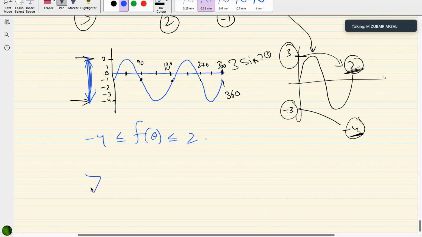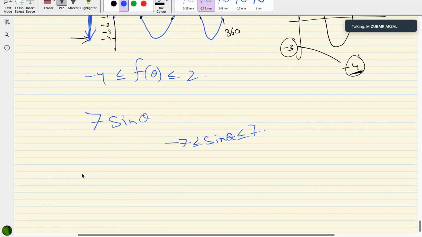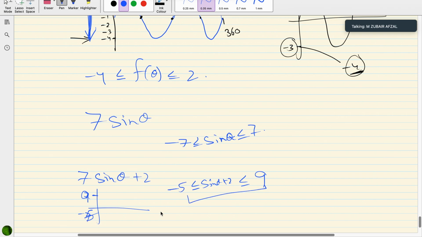New example, if we have 7 sine theta, I know it will lie between minus 7 and 7. If the question is 7 sine theta plus 2, if we need to sketch it, we know that it will be from 7 and minus 7, and then we'll add 2 to each, and this will become 9 and minus 5. So whatever it is, it's always 7 plus 2, because plus 2 is raising it. The upper value is already 7, the amplitude was 7, so 7 plus 2 is 9, and the lowest value was supposed to be minus 7. When you add 2, it becomes minus 5. So this is the range.